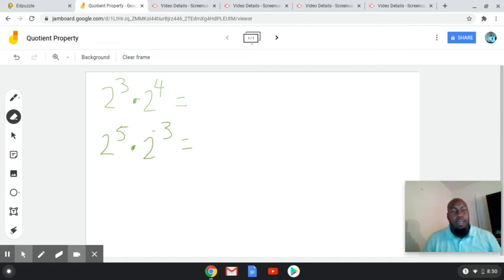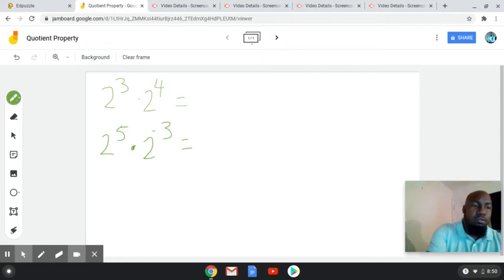Alrighty, back again. Let's just review some basic other properties that we talked about already. So we have 2 to the third power times 2 to the fourth power. We have the same base and the operation is multiplication. So what do we do with the exponents?